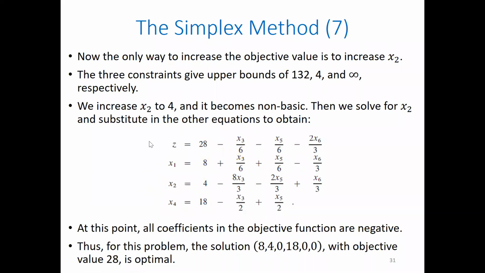Why? Because now we go back to the objective function to go for the next iteration, but we see all the terms having the decision variables are negative. So we have nothing else to do. We are done, and the optimal value for z for this LP problem would be 28.